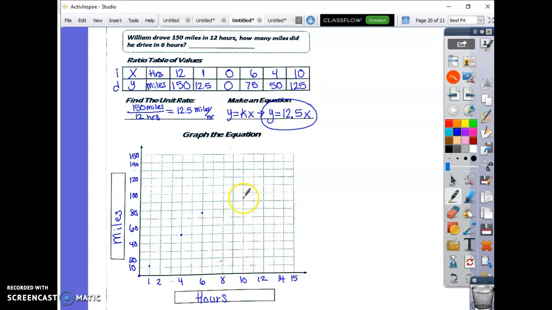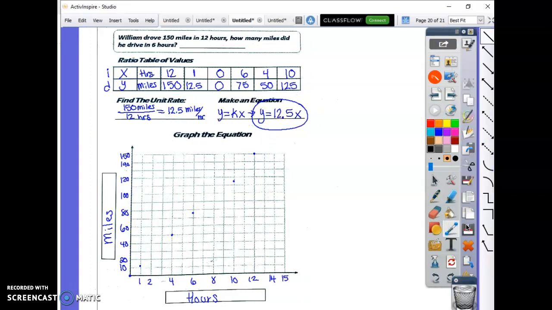10 is 100, 20, and halfway is 125. And then the last one, 12 hours, he travels 150 miles right over there. So now let's take our straight line tool and see if this works out. We're going to say, going from over here, and draw a straight line.